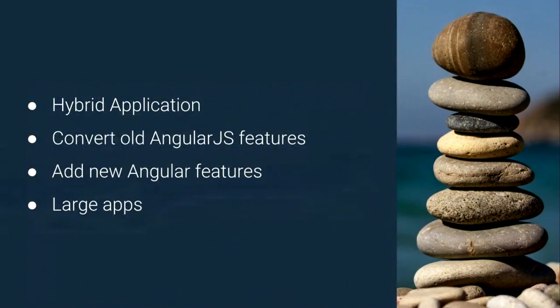So when we have an incremental migration, we end up having a hybrid application where you're hosting both an AngularJS app and an Angular app. Again, you're converting some of your AngularJS features to Angular while you're adding new Angular features to your Angular app. Eventually, you've converted all of your AngularJS features, and all you're doing is adding new Angular features, and so you don't have to support your AngularJS application any longer. Again, this approach is great for medium to large applications.